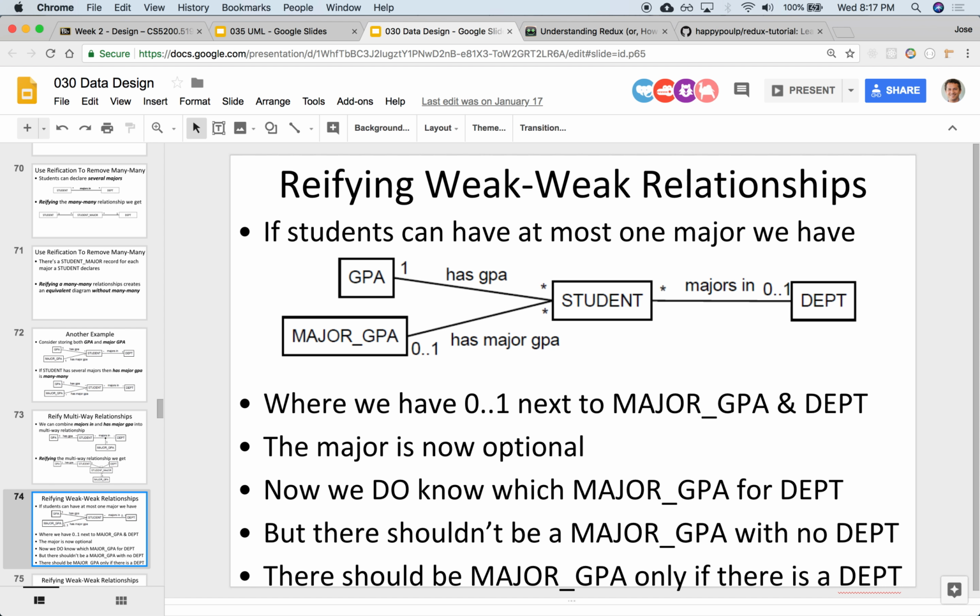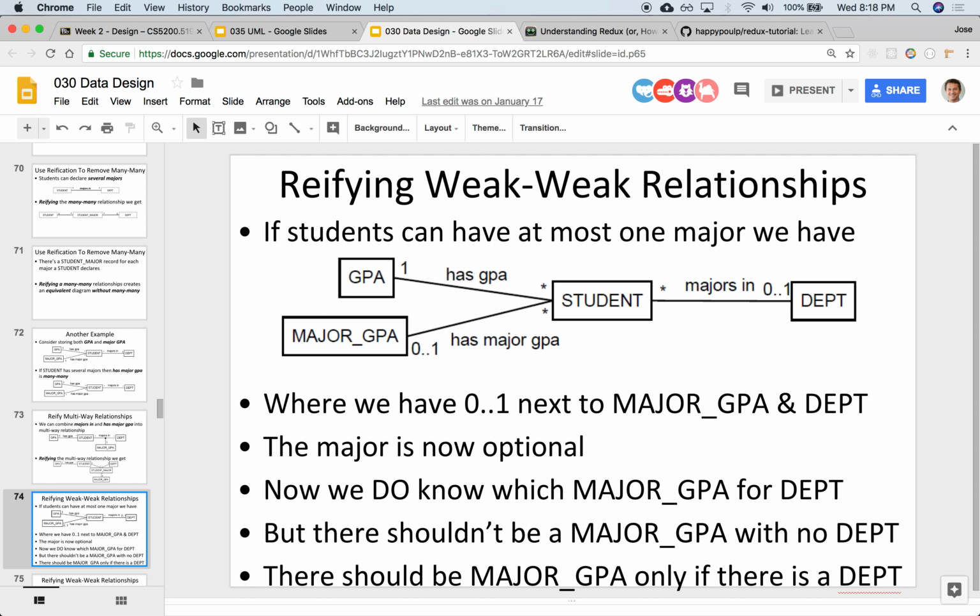Or how about the fact that, not that you can be in multiple departments, but that you could be undecided. I don't know what I am. I don't know in what department I'm in. So this relationship now becomes optional. I could have a department, or maybe I don't have a department. So in that case, this also would need to be optional. If I am in a department, I have a GPA. If I'm not in a department, then I don't have a GPA. Okay.